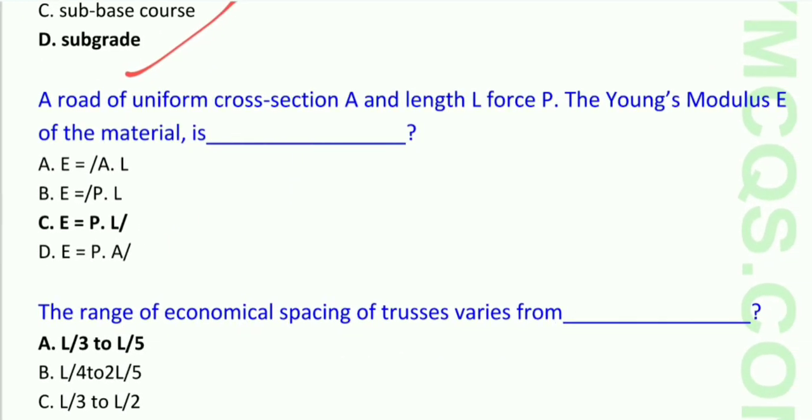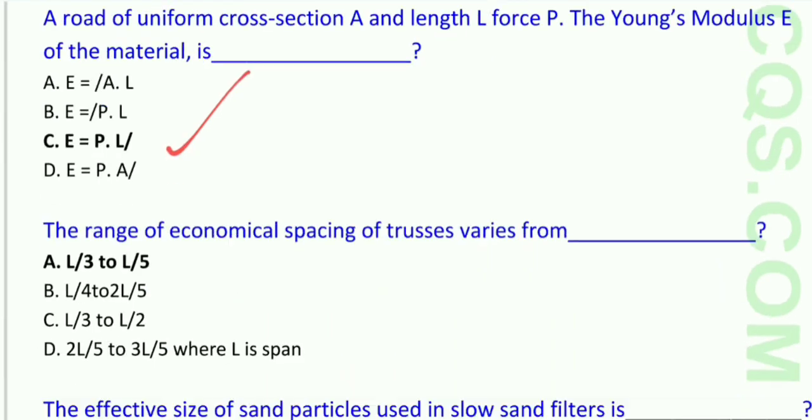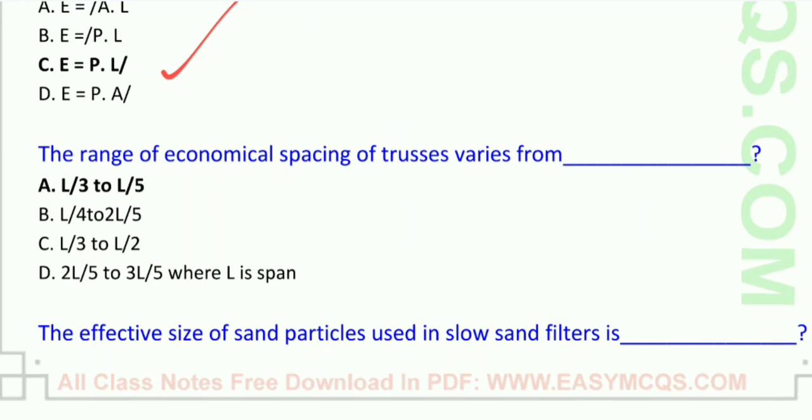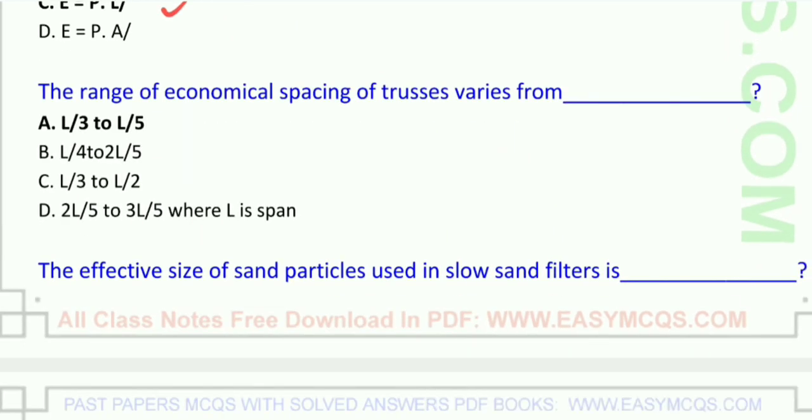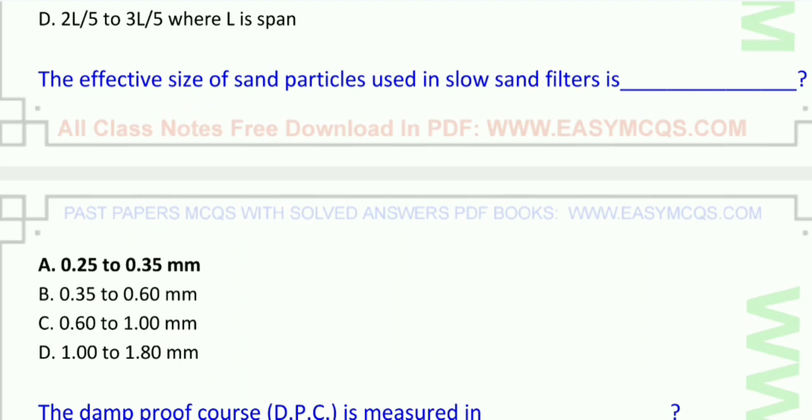A rod of uniform cross section A and length L, force P, the Young's modulus E of the material is. C is right, equal to P into L. The range of economical spacing of trusses varies from L by 3 to L by 5. A is right. The effective size of sand particle used in slow sand filter is 0.25 to 0.35 mm.